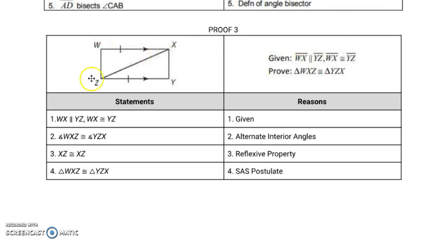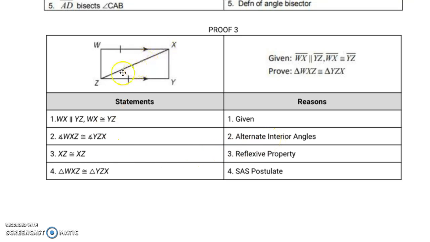For proof number 3, this is a very short proof. We were given a shape that we don't even know if it's a parallelogram or not. So we can't use any of those definitions of parallelograms. We can't use things like opposite sides are parallel or opposite angles are congruent. But we were given enough information. We were given that these two parallel lines and these two congruent lines exist in the shape. So we were able to use alternate interior angles to prove that these two angles are congruent.